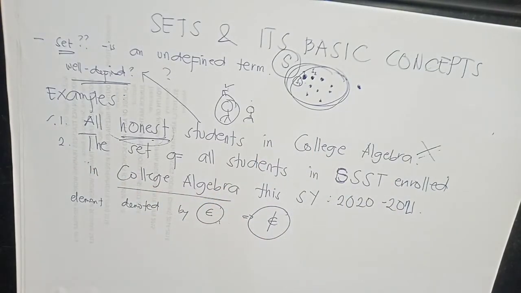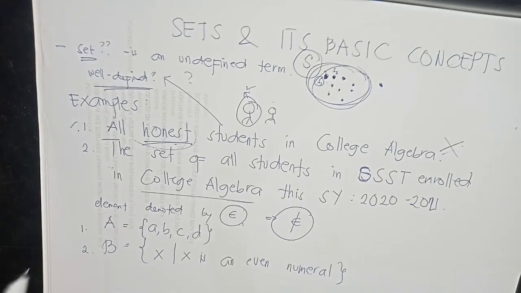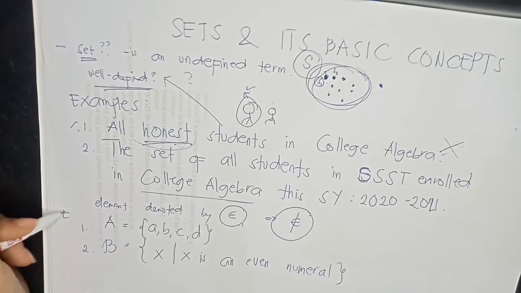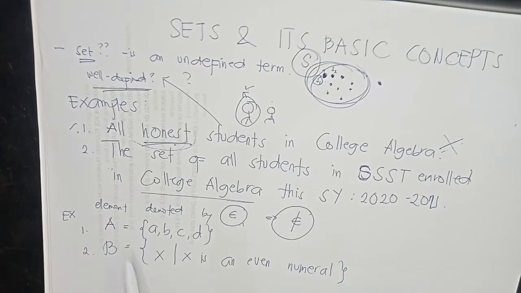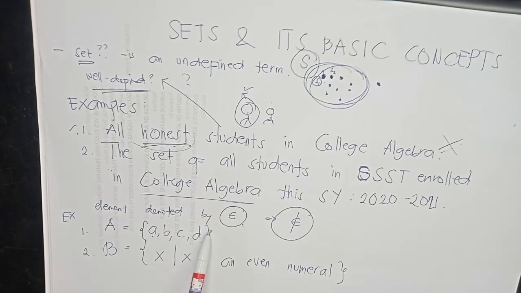Okay. Meron ulit tayong example. Example number 1: A is equal to this and B is equal to this. In mathematics, we can read this as A is equal to the set of all A, B, C, and D. So, yung sinabi ko kanina, ang isang set ay nagdi-denote sa big letter, and yung mga small letters ay yung mga elements sa set. So, si A, B, C, and D ay mga elements sa set, which is nag-enclose ng isang braces. So, ito po yung braces.